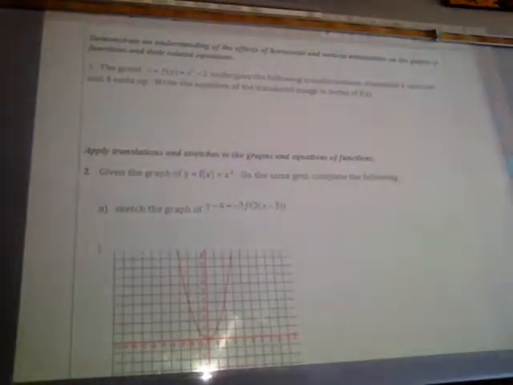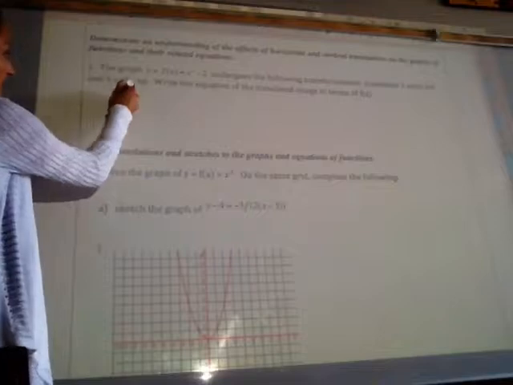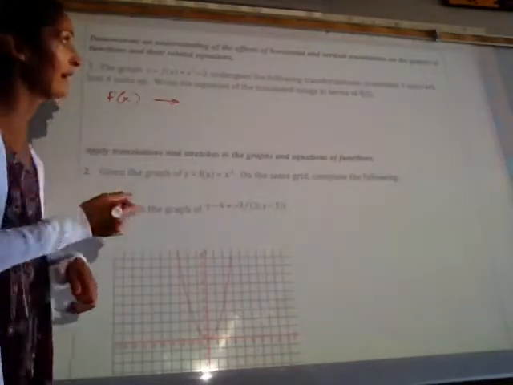Alright, just looking at some transformations. We have an original graph, x cubed minus 2. It's going to undergo the transformations where it's translated 3 units left and 4 units up. Write the equation in terms of f of x. I'm going to actually write it in terms of the equation and in terms of f of x for you guys. Okay, so just thinking of transformations, f of x will now become, okay, let's take a look.